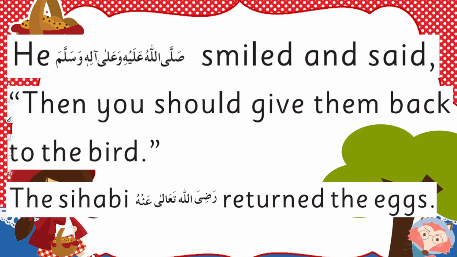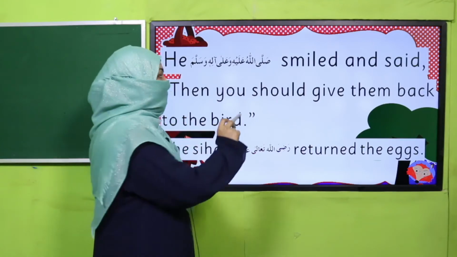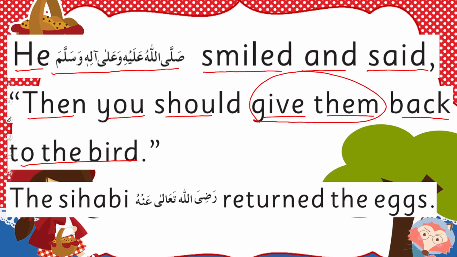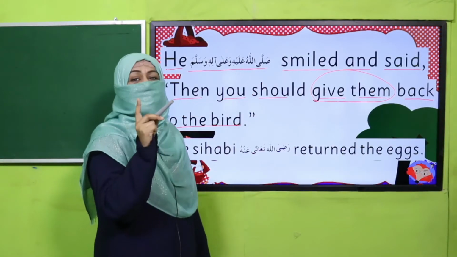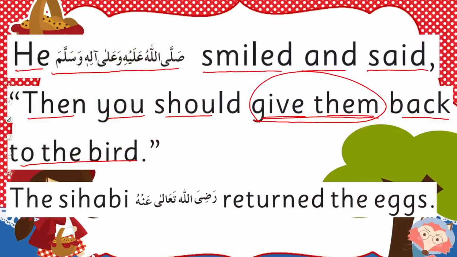Okay. So where we stopped yesterday, Prophet Hazrat Muhammad sallallahu alaihi wasallam stopped the caravan. He sallallahu alaihi wasallam smiled and said, then you should give them back to the bird. Give them back. What was he asking to give back? Yes, the eggs of the bird. And who was having those eggs? Yes, a Sahabi. He took the eggs from the nest, and now the Prophet is saying you have to give them back to the bird. The Sahabi returned the eggs.